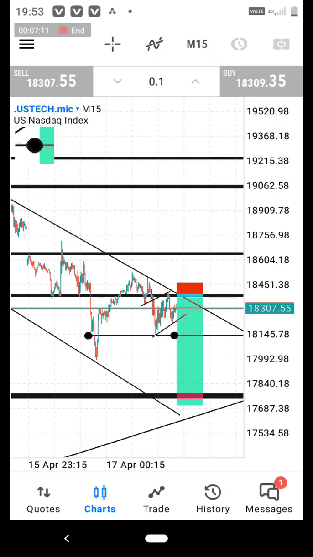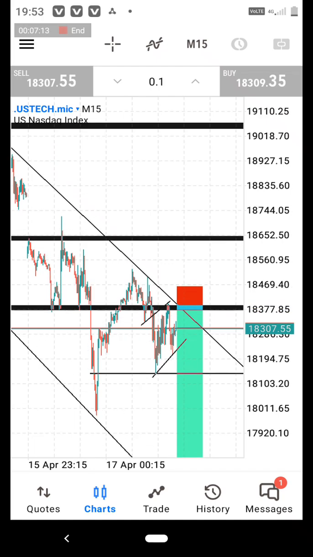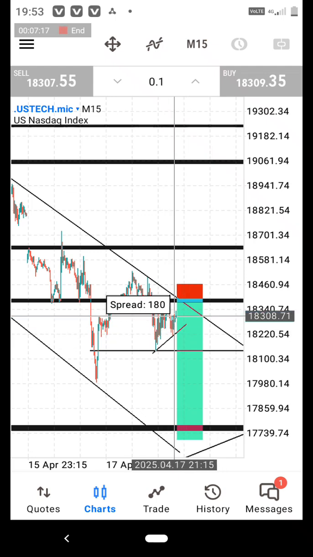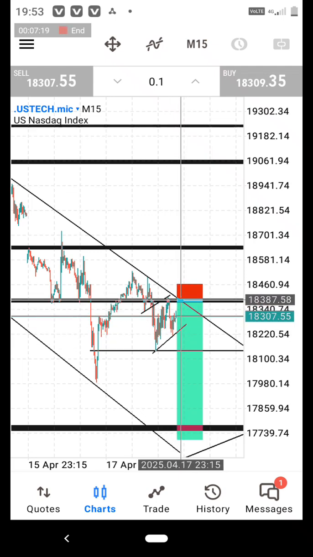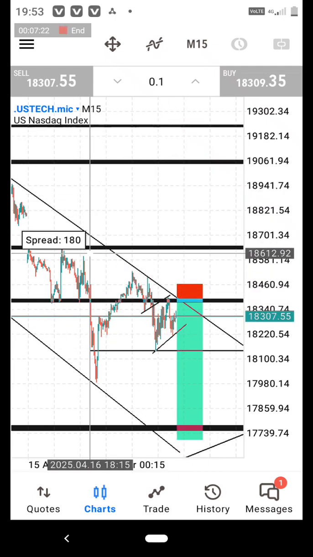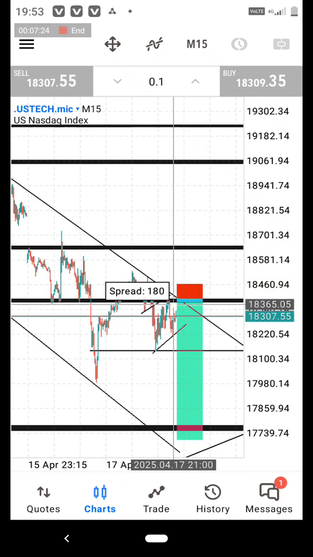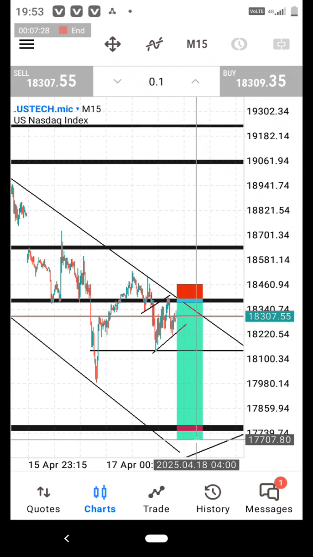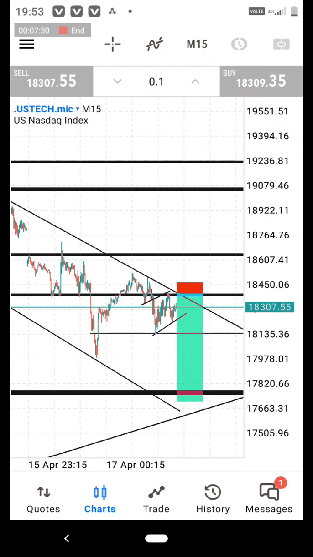So yeah, it will be something like this, guys. The market will just hit this portion here, respecting this trend from this channel, and go down.